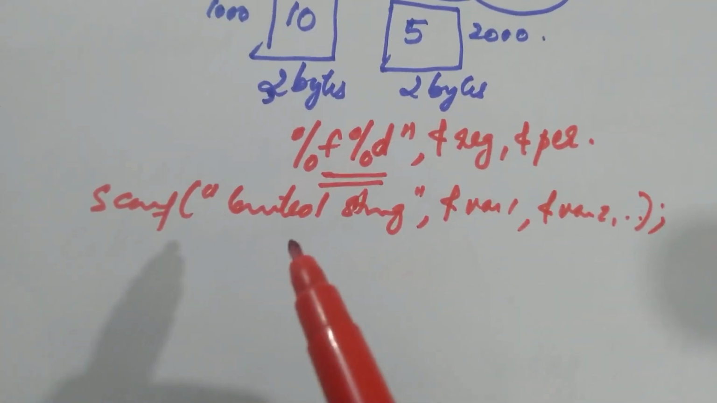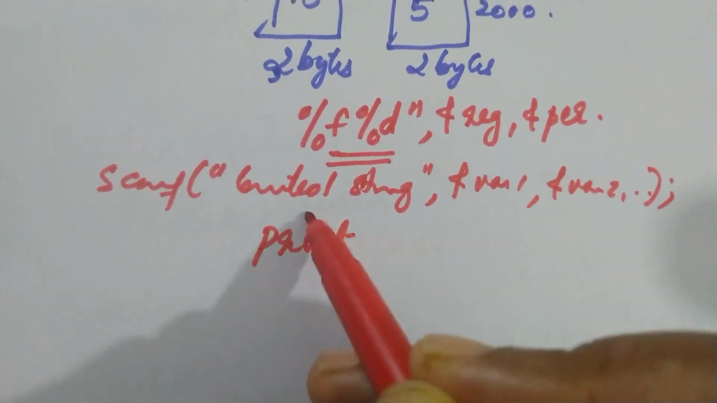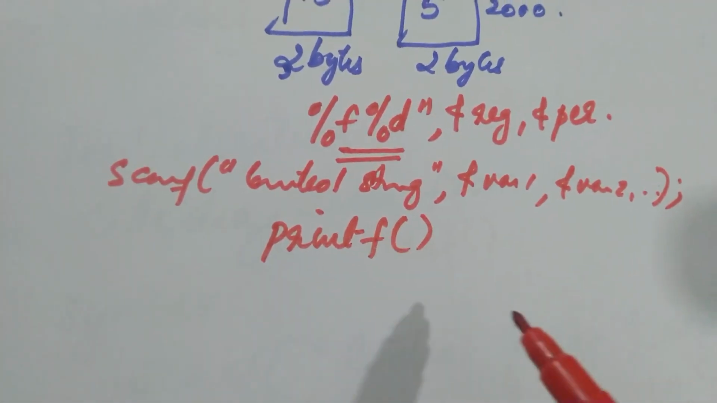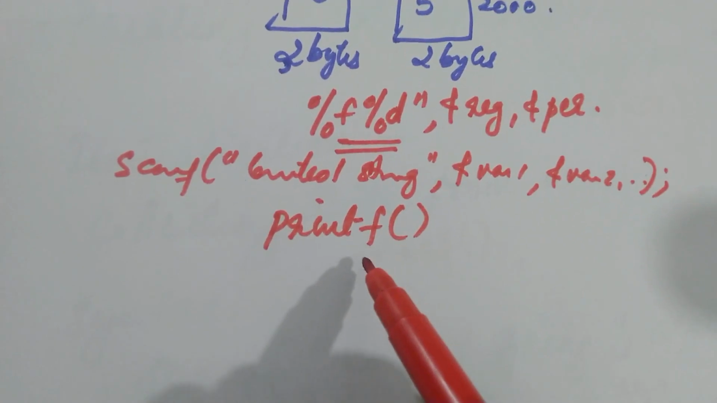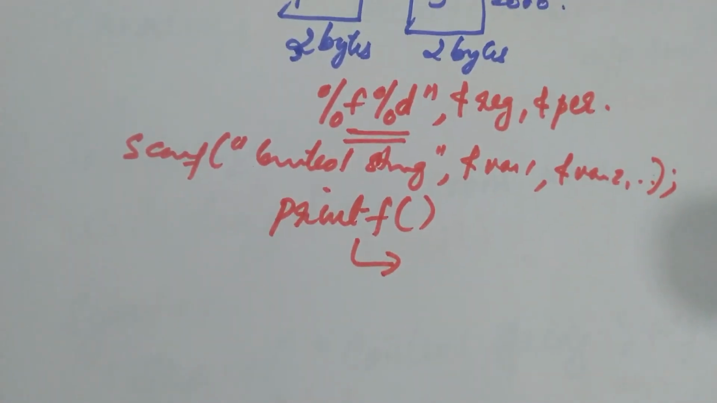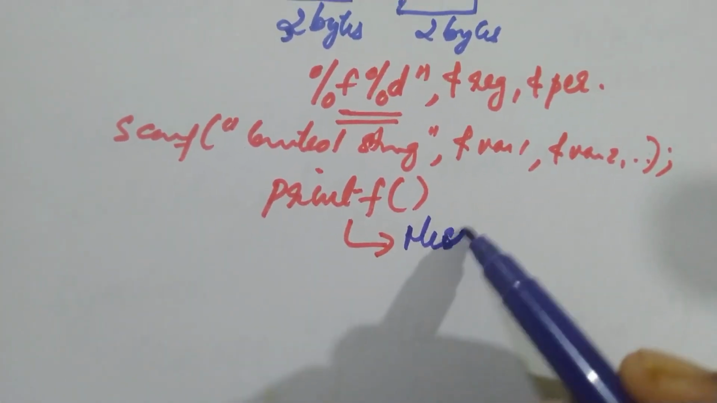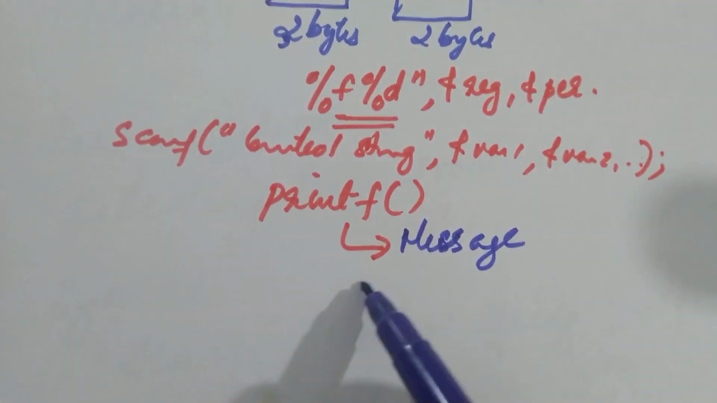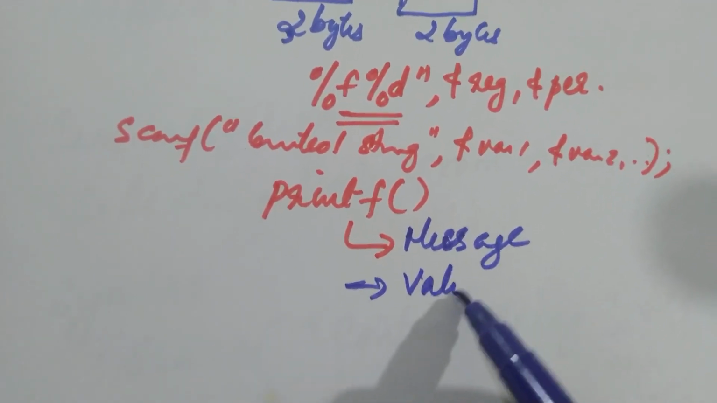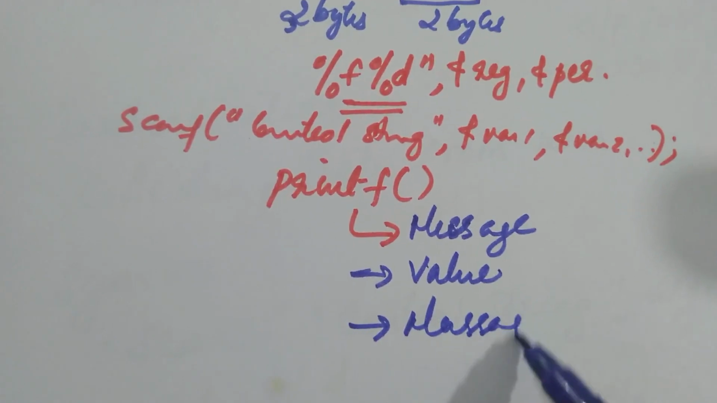And next we will be seeing the printf statement. The printf statement is used to print something on the screen. That is, we can say that the printf statement can be used to print simply a message on the screen, simply a value on the screen, or a combination of a message and value on the screen.